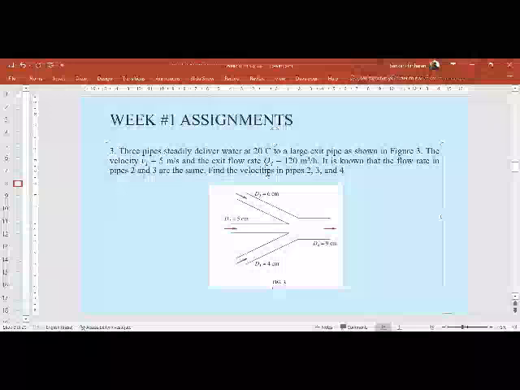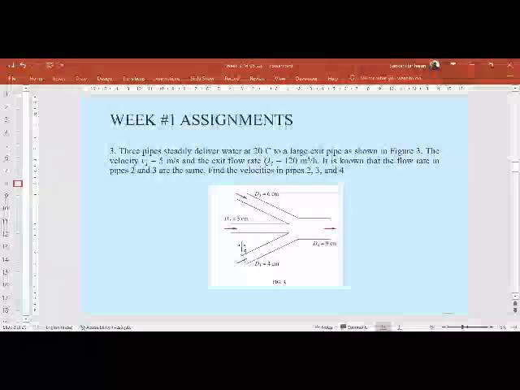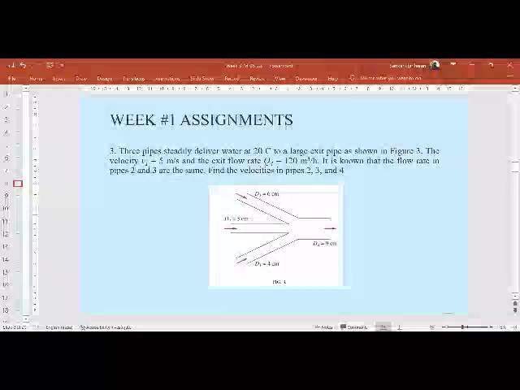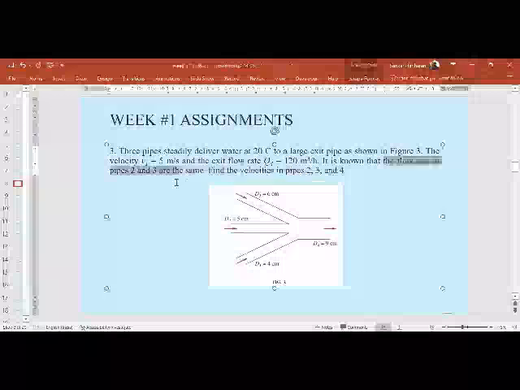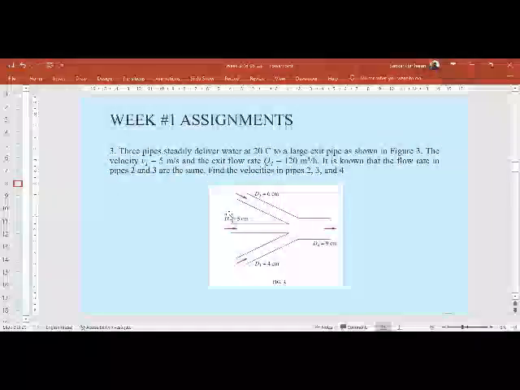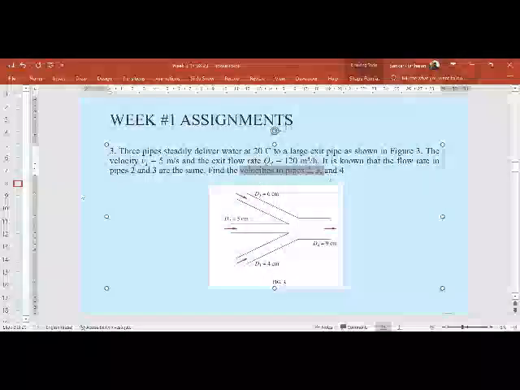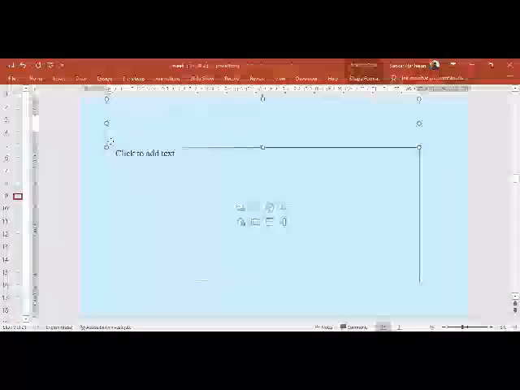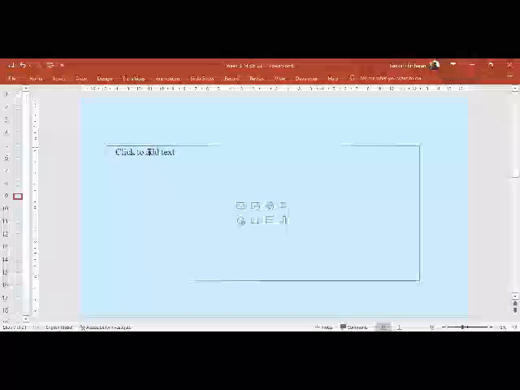So we know that the velocity V1 is 5 meter per second. Therefore, we can find the flow rate here, and we know Q4 is 120 meter cube per hour, and we can find the value in meter per second over here. We can find the flow rate in Q2 and Q3 since it is given that the flow rates in pipes 2 and 3 are the same. We can find the flow rate in each of these pipes, and thereby we can directly find the velocities in pipes 2, 3 and 4. So let's just quickly try to complete the question.